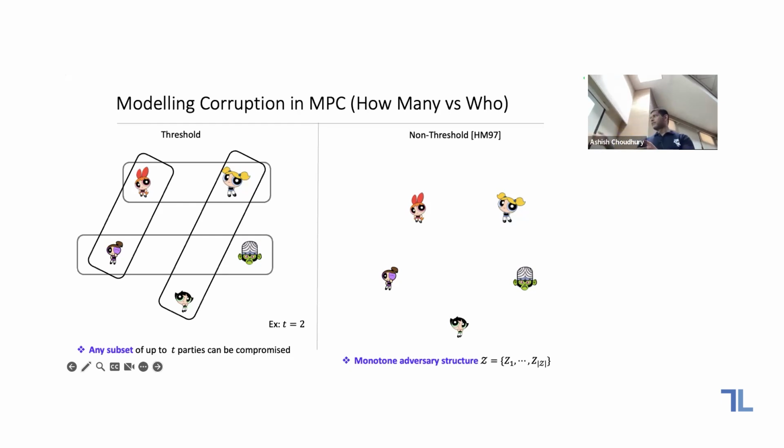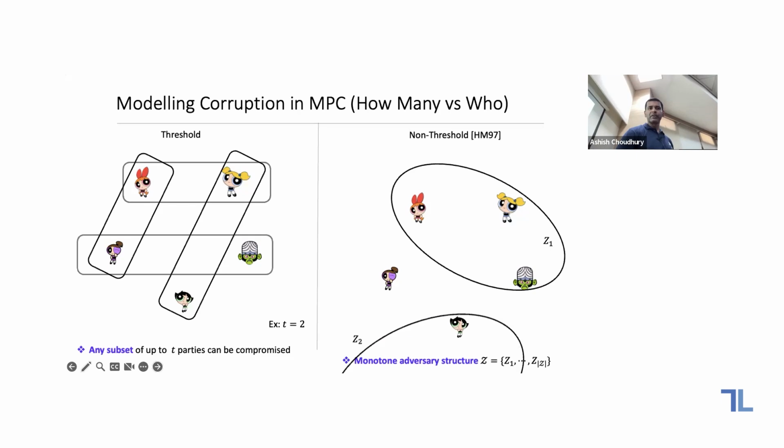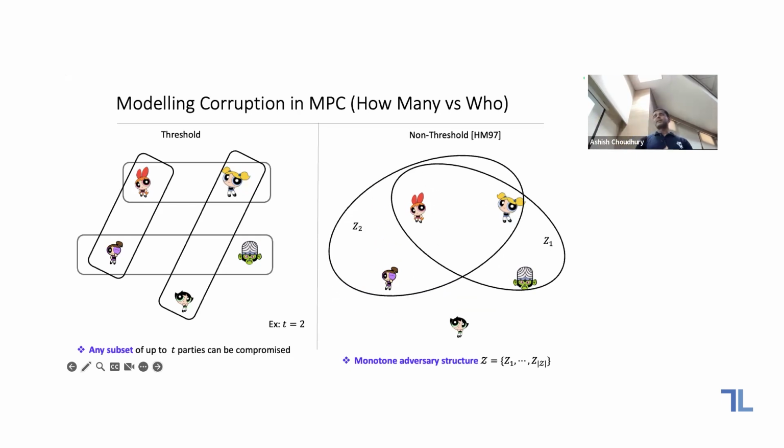So for example, again, if we have 5 parties, then one collection could be that you have a subset Z1 which can potentially get corrupted during the protocol execution, or there might be another subset, say Z2, or you might have another subset, say Z3, or a subset Z4. So you will be given the collection Z1, Z2, Z3, Z4, and you have to design a protocol where even if any one of these subsets gets compromised during the protocol execution, your protocol should remain safe.